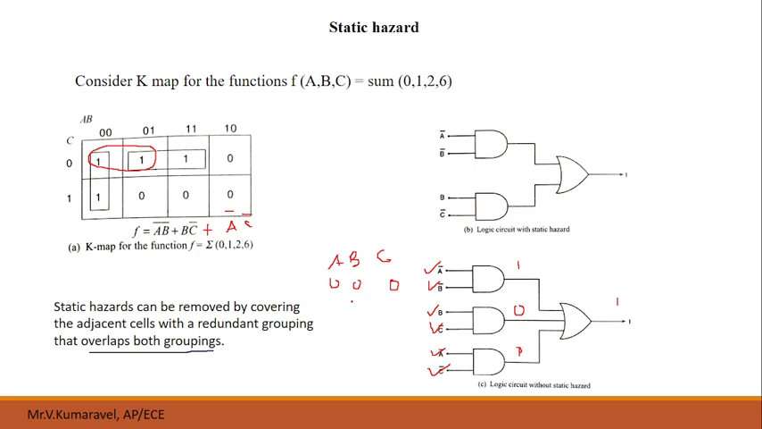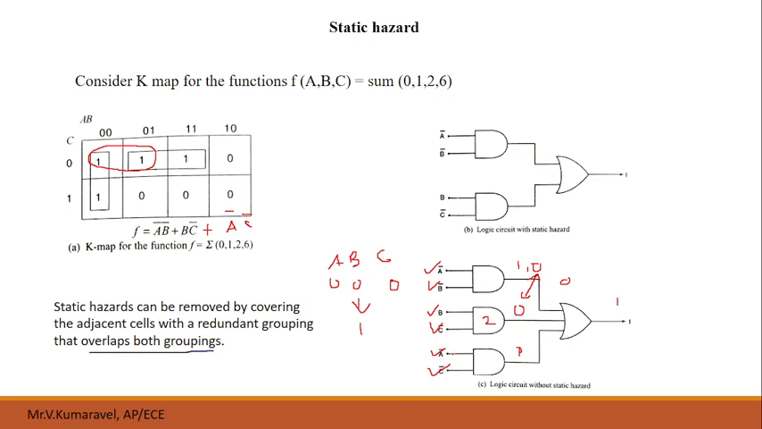We have seen that what? When B changed to 1, the first AND gate output becomes 0, and if your second AND gate takes time to respond, these two become 0, your output becomes 0, your OR gate output becomes 0. This is what we have seen in the previous case. Now how is this eliminated here?